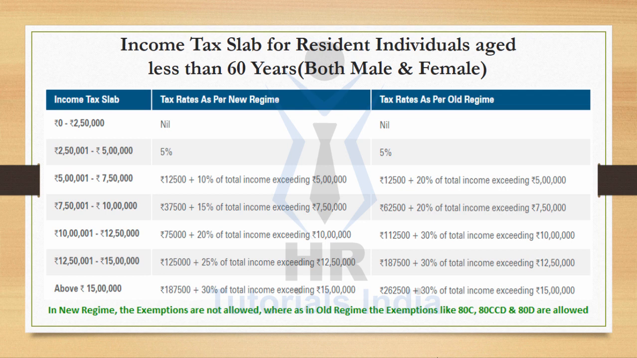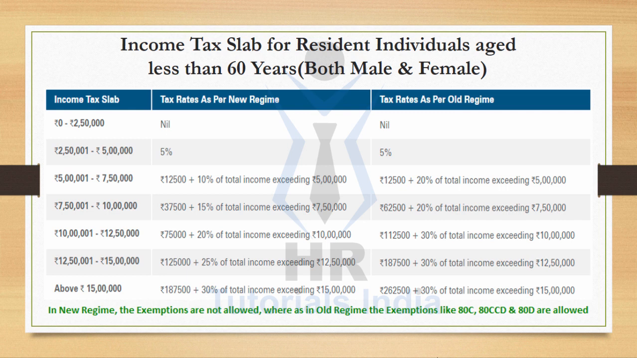5 lakhs to 7.5 lakhs, in the new regime, it's 12,500 plus 10% of income exceeding 5 lakhs. When it comes to the old regime, it is the same 12,500, but the percentage is 20% of income exceeding 5 lakhs. When it comes to 7.5 lakhs to 10 lakhs, in the new regime, it's 35,500 plus 15% of total income exceeding 7.5 lakhs. In the old regime, it is 62,500 plus 20% of total income exceeding 7.5 lakhs.